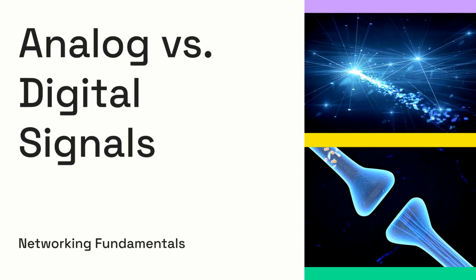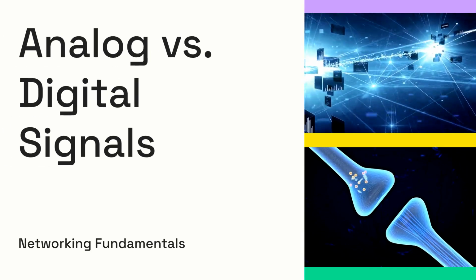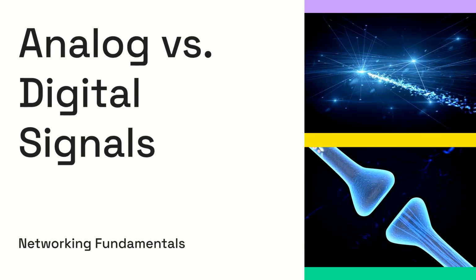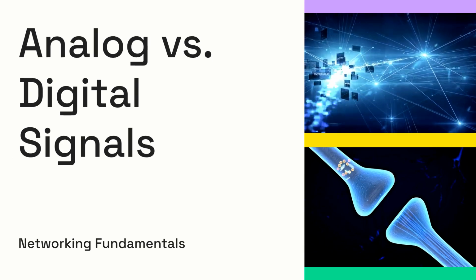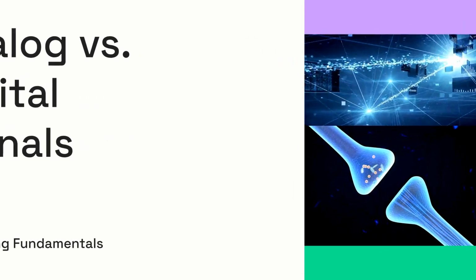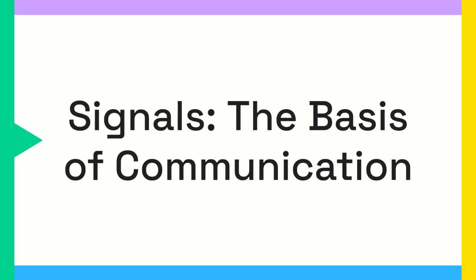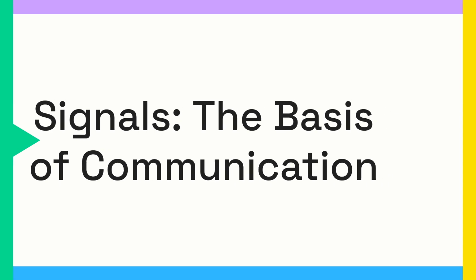Welcome to Analog versus Digital Signals, Networking Fundamentals. Understanding these two signal types is essential for anyone interested in data communication. Signals carry information like voice, data, and video from one place to another. In communication systems, we primarily use two types of signals, analog and digital.